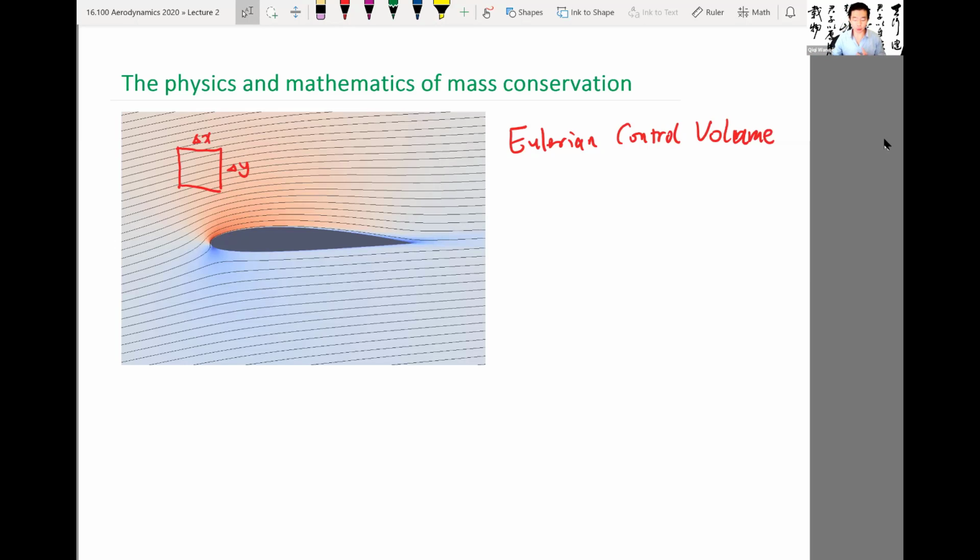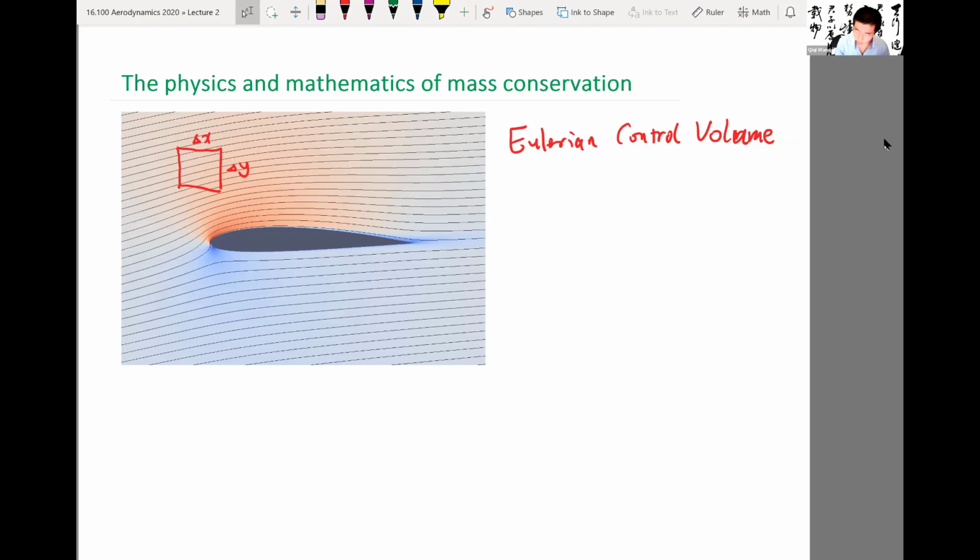If a control volume moves with the fluid and the boundaries are basically boundaries drawn by particles that move with the fluid, then it's called a Lagrangian control volume. So this is not that case. This is a fixed control volume that's stationary relative to the airfoil we're looking at. It doesn't change as time goes on.